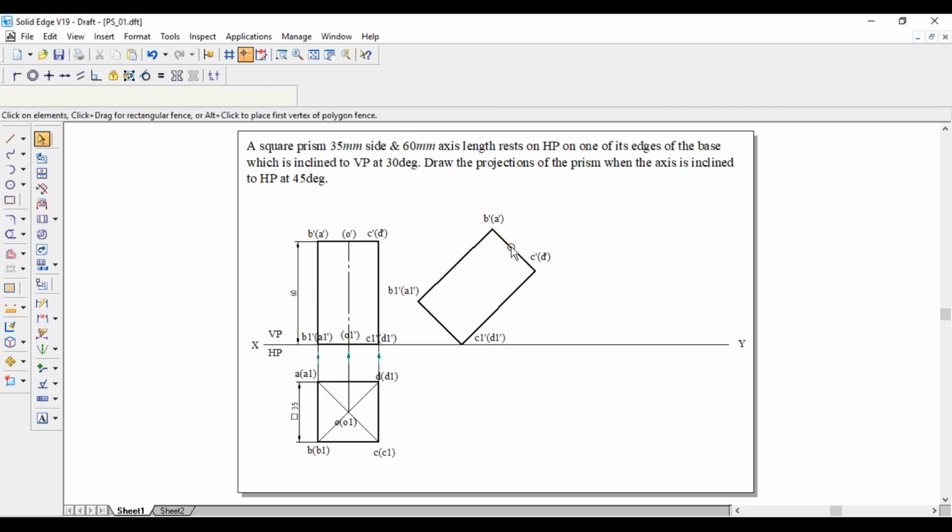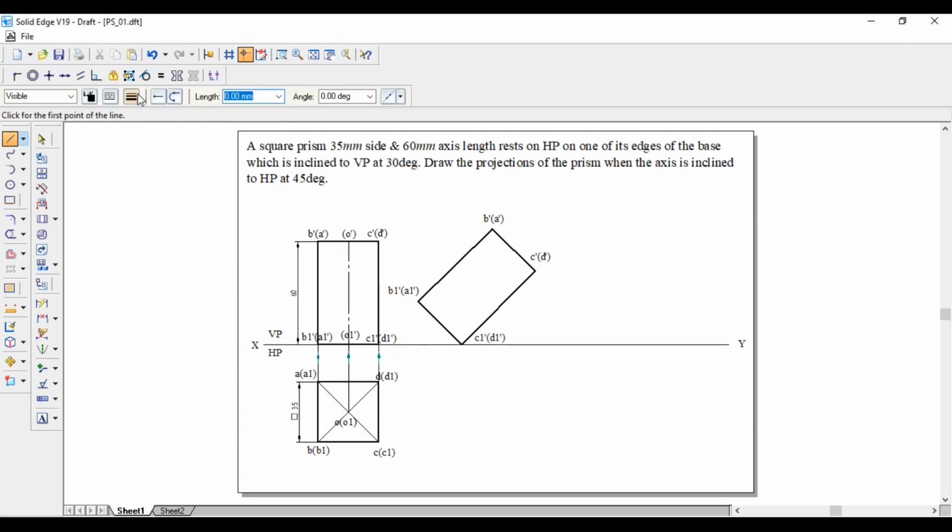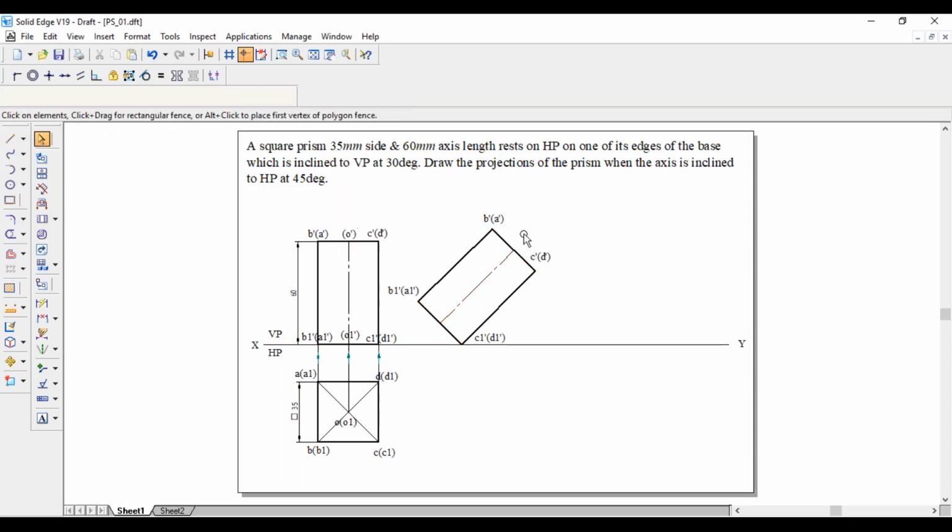We have to show the axis also. The axis will be from midpoint to midpoint with chain line. That should be thin one, from midpoint to this midpoint. That is the axis. This is O dash and this one is O1 dash. And as axis is making inclination, we have to show for the axis only the angle.